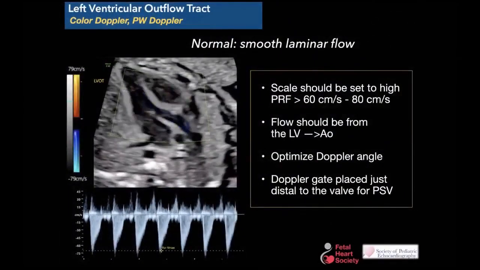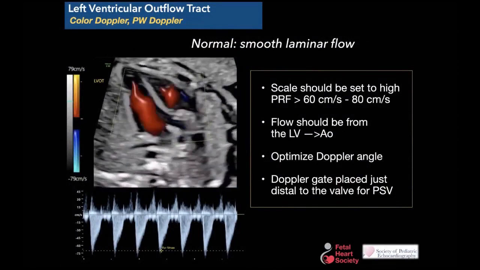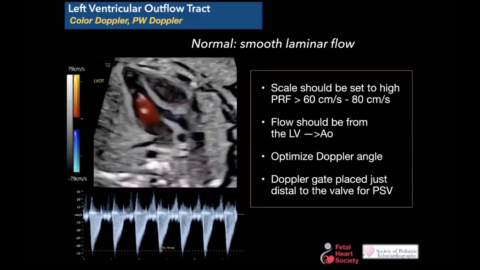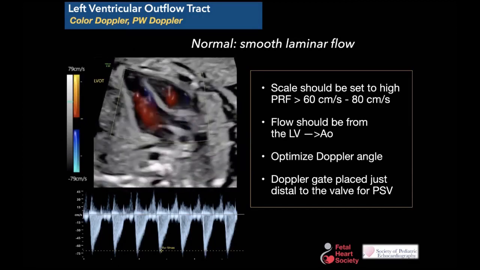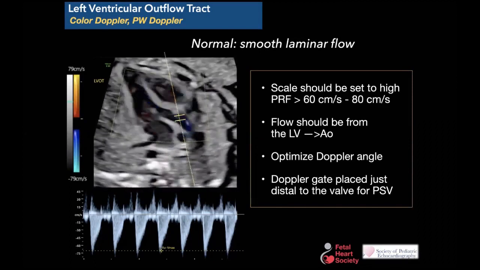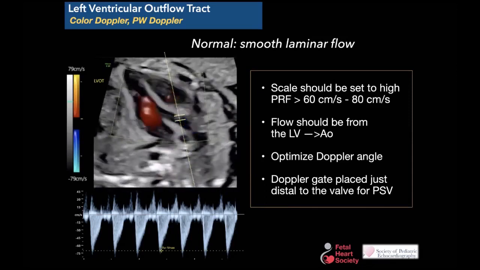And with color Doppler, your scale should be set to high with a PRF of anywhere greater than 60 to 80 centimeters per second. Flow should be from the left ventricle to the aorta. It's very important to optimize your Doppler angle, especially when assessing with pulse wave Doppler. The Doppler gate is placed just distal to the valve for peak systolic velocity. And again, normal flow is smooth laminar flow.